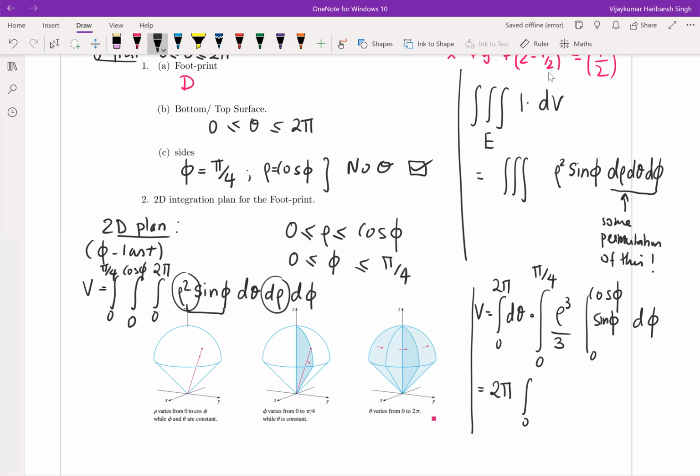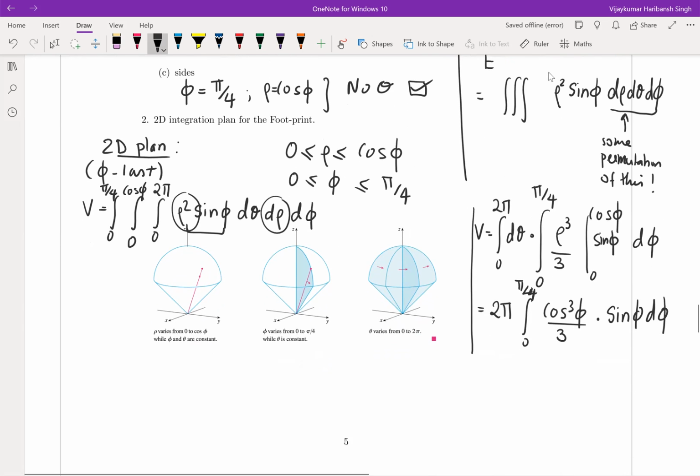Now this is going to be the integral from 0 to pi by 4 of cos cubed phi by 3 times sine phi d phi, and this can be seen as 2 pi by 3. Now if you let cos phi equal u, then cos cubed times sine is going to be, with a minus sign, cos to the power 4 phi divided by 4, from 0 to pi by 4.